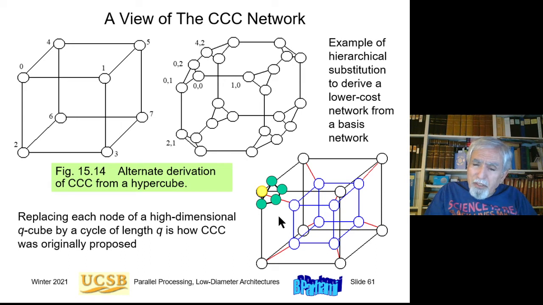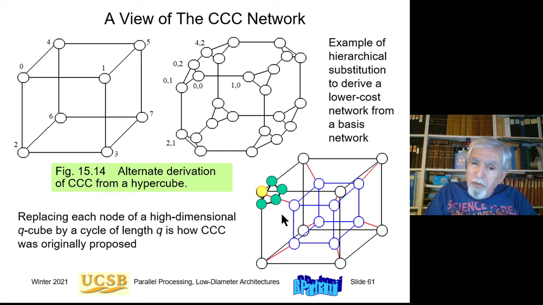Okay, let's take the next larger example. This is the 4-dimensional hypercube. And this node, the yellow node here, is replaced by a 4 cycle. Similarly, every other node will be replaced because the node degree is 4. So we replace each node by a 4 cycle.